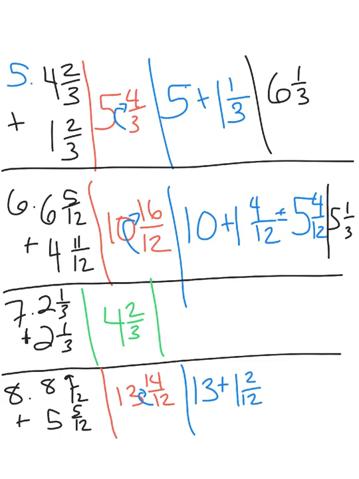Now we just add them together. So we're going to end up with 14 and 2/12. Since 2 and 12 are even numbers, write your whole number. Divide both sides by 2, and you would get 1/6.